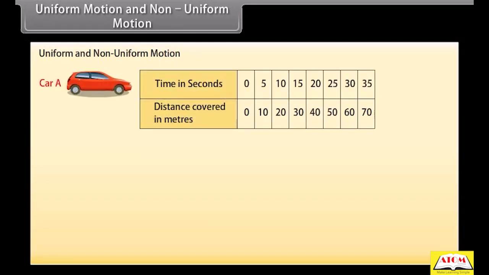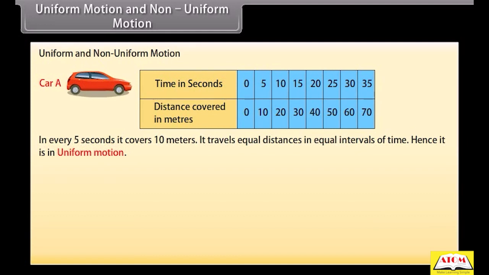Uniform motion and non-uniform motion. To understand uniform and non-uniform motion, let's take one example. Look at this table. This is the distance covered by a car A. We can see that in 0 seconds it covers 0 meters. In 5 seconds it covers 10 meters. In 10 seconds it covers 20 meters and so on. Or we can say that in every 5 seconds, it covers 10 meters. It travels equal distances in equal intervals of time. Hence, it is in uniform motion.